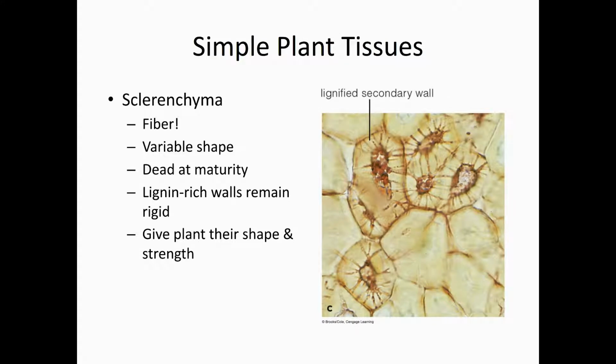Sclerenchyma is your fiber. This is the part that your body can't digest, so when you eat celery, it just goes right through. Sclerenchyma cells have various shapes, but they're dead at maturity. So the purpose of these plant cells is to die. And the walls of the cells are rich in lignin. That's a type of wood, and it gives a woody, tissue-like substance.